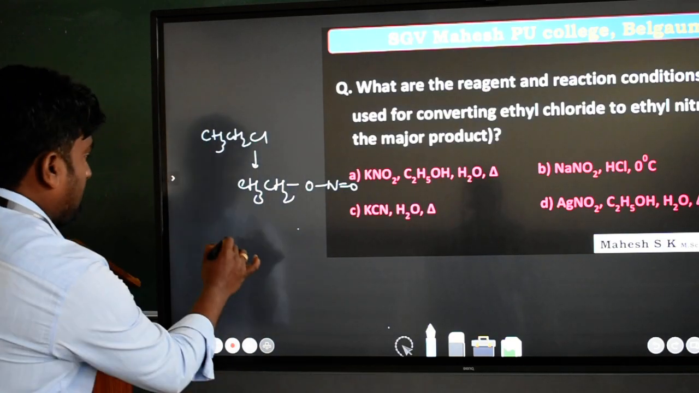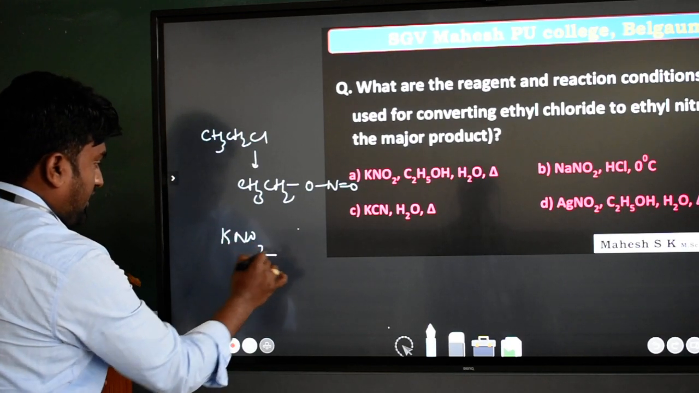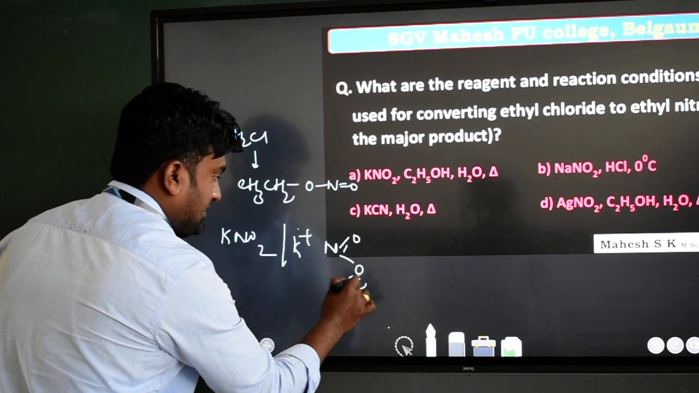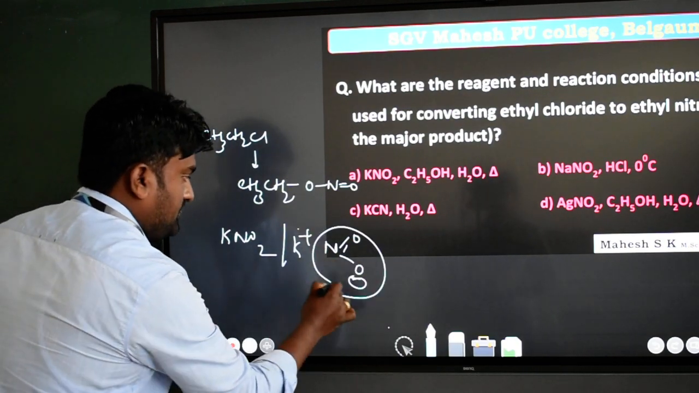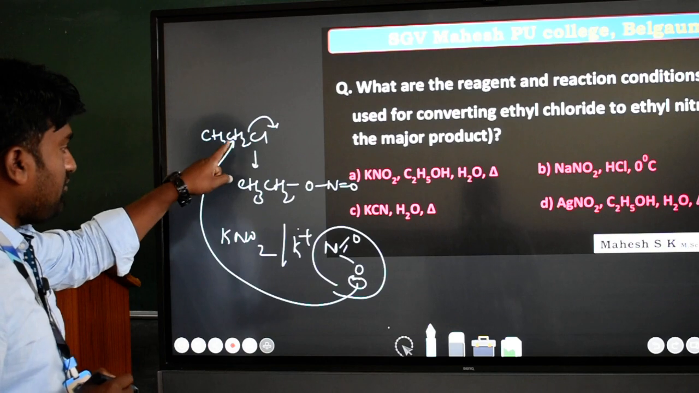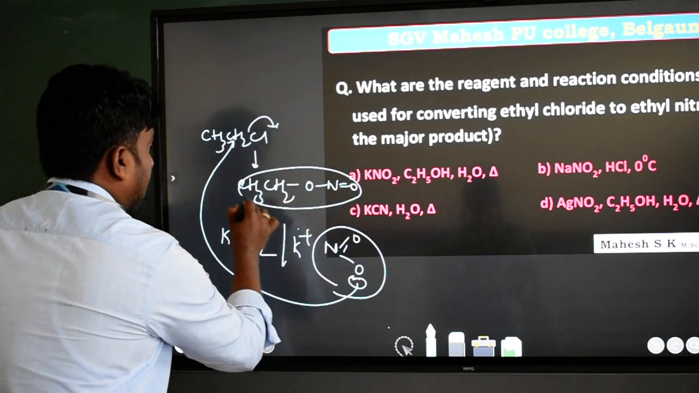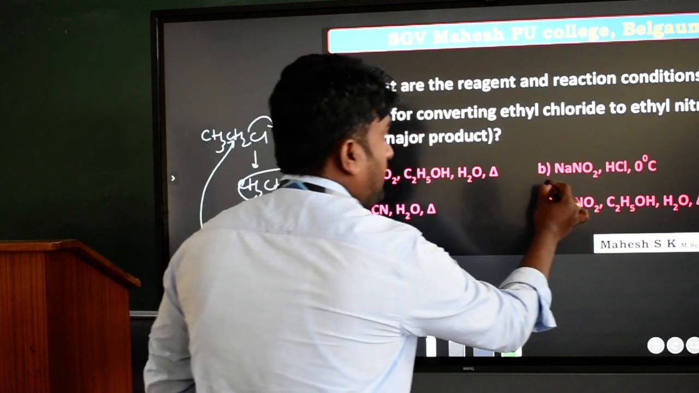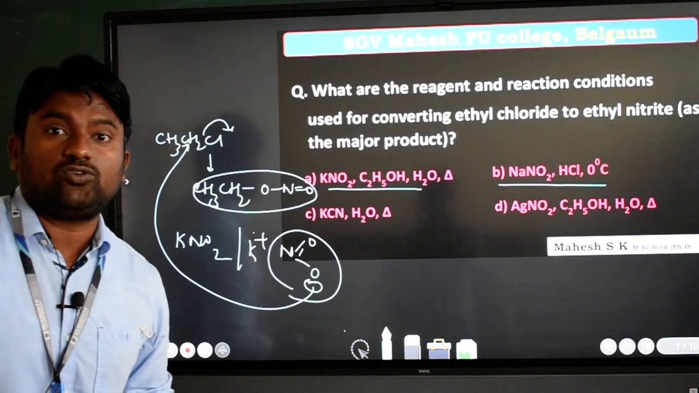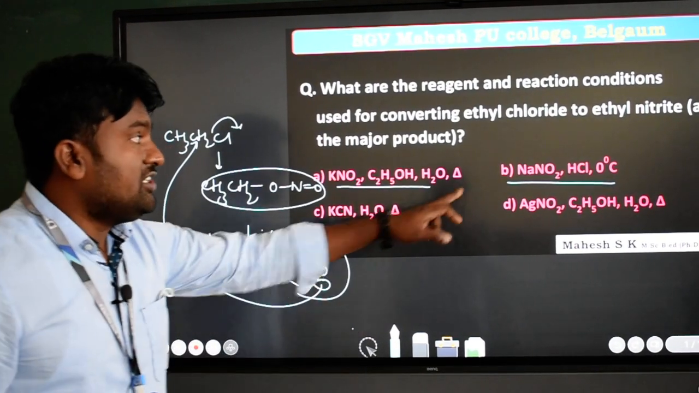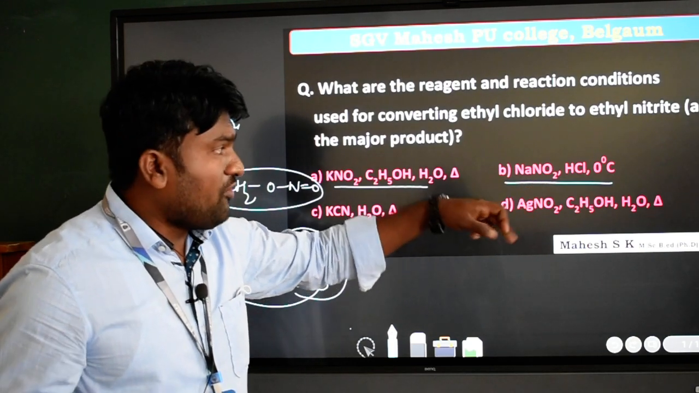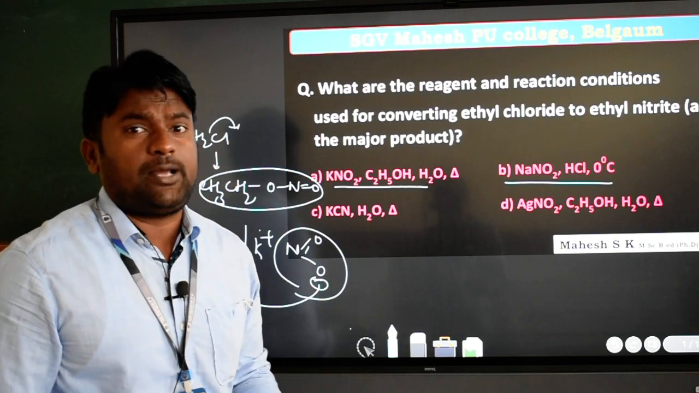So here, if you take potassium nitrite, in this there is K plus and NO2 minus. This is a nucleophile. This nucleophile will attack the carbon here, and this will come out with the potassium. So here we will get ethyl nitrite. If you use sodium nitrite with HCl, it is used for diazotization. If amines are there, then diazo salt forms. If they are stable, then they will survive.